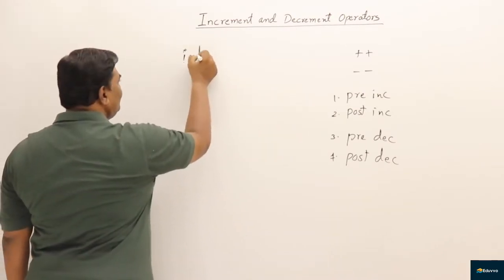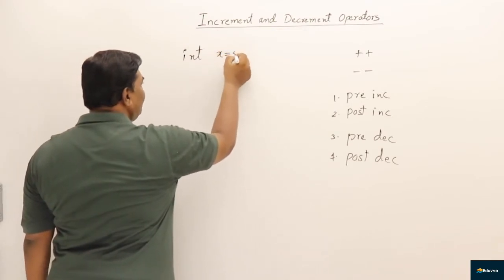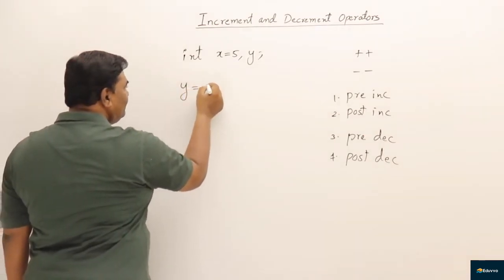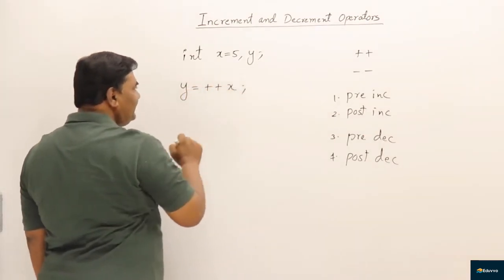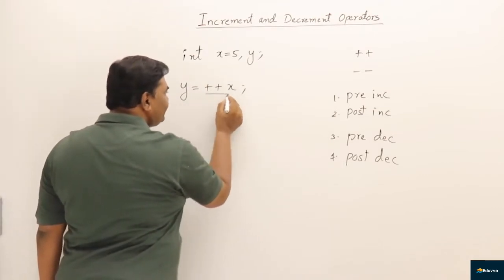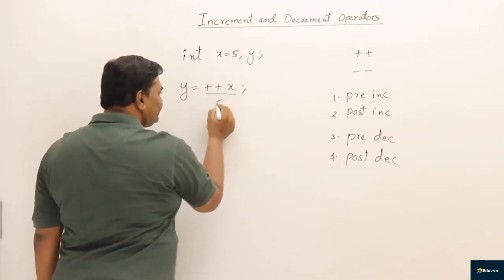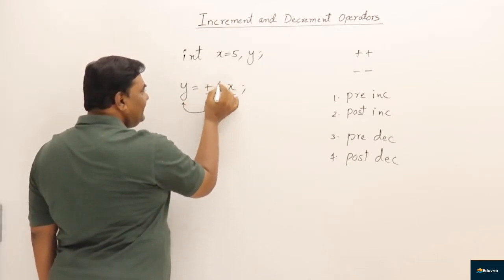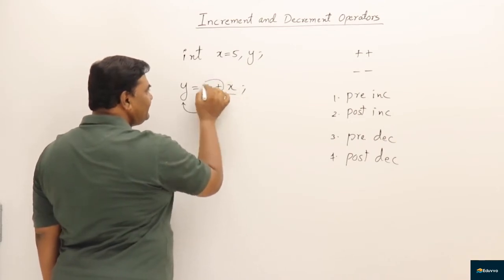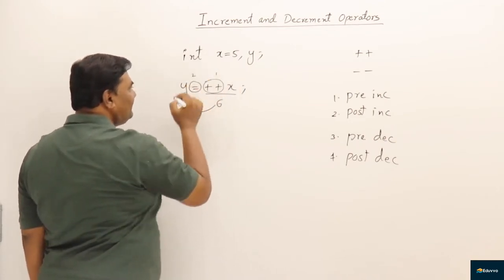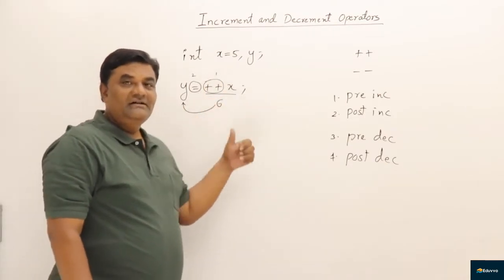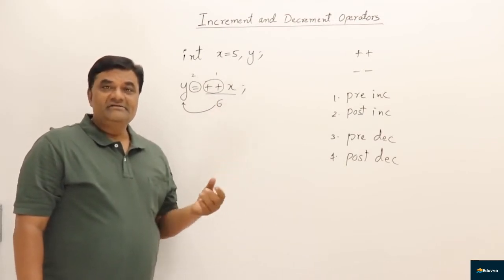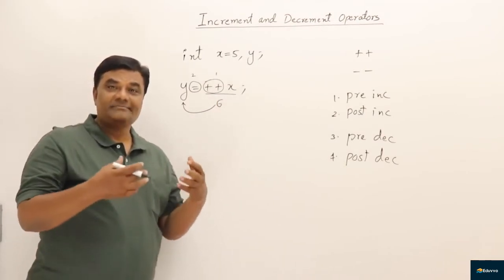If I have two variables, x as 5 as well as y, and I say y = ++x, this means first the value of x should be incremented, that is it becomes 6, and 6 should be stored in y. If you see in this expression, there are two operators. ++ is one operator and the assignment is the second operator. So first ++ is done, then assignment is done. One reason is that ++, that is pre-increment, is a unary operator and it has higher precedence.